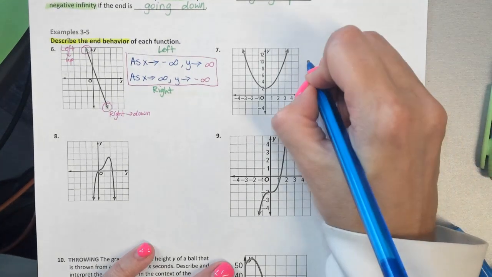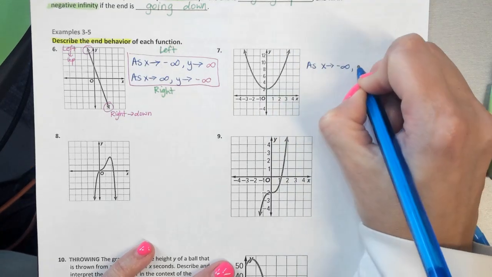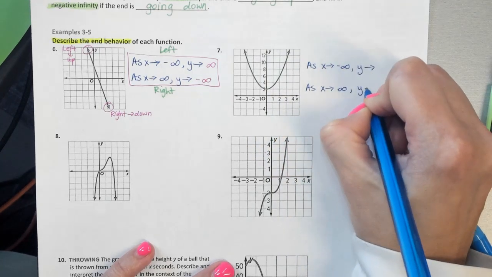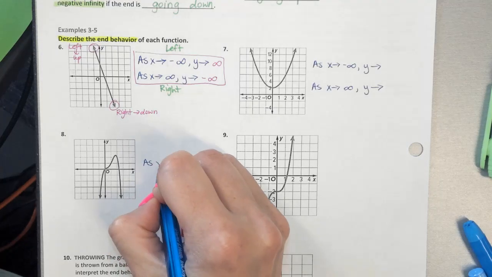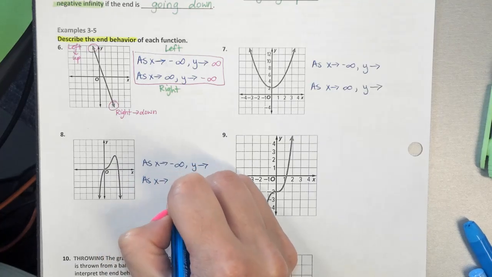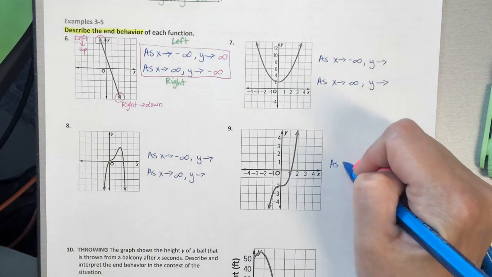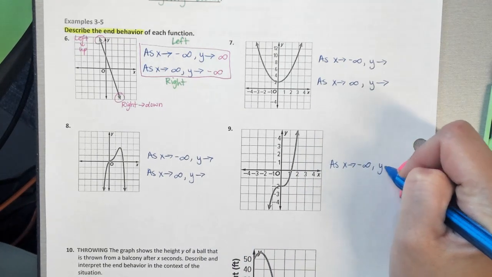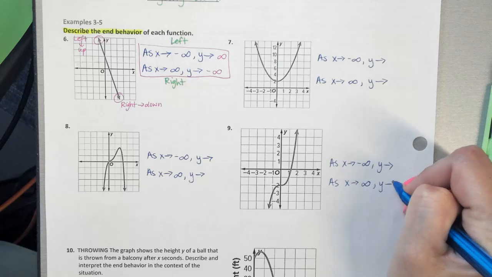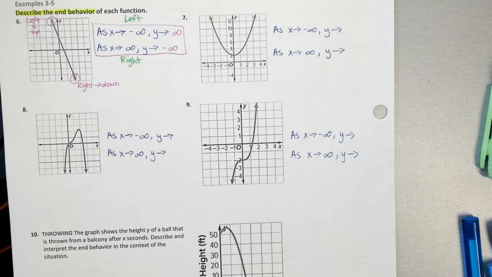Do you guys feel good enough to try the next couple? We can start them the same as we did before. It's always as x goes to negative, where does the y go? As x goes to the positive side, where does the y go? And then you have to figure out where the y is going. We're going to take a couple minutes to try to fill those in.